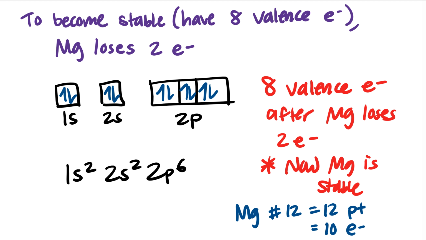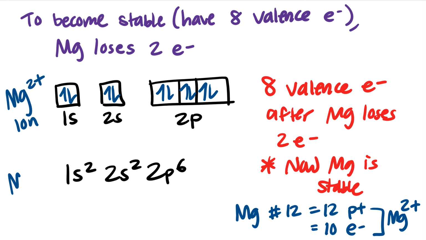And so based off of this information, can't we say then that the symbol is going to be magnesium 2 positive? Because there's 2 more protons than there are electrons. So this is really the orbital notation for magnesium 2 plus ion and the electron configuration for the magnesium 2 plus ion.